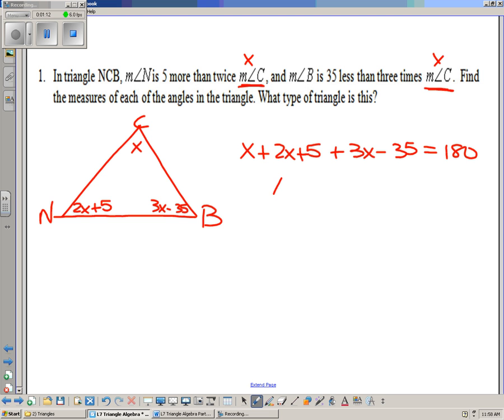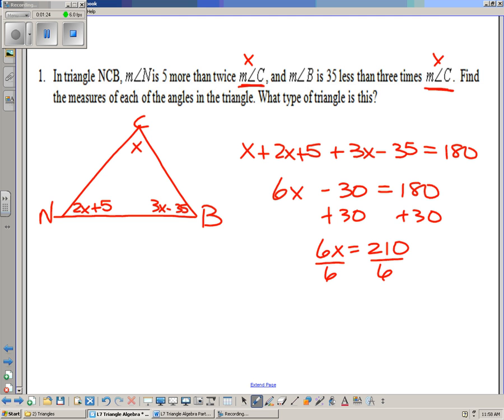Combining like terms, we get 6x minus 30 equals 180. Adding 30 to both sides, we get 6x equals 210. Divided by 6. And x is equal to, let's see, 21 divided by 6 is 3 times. 3 times 6 is 18. 30 divided by 6 is 5. So x is 35. That is not the answer to the question.